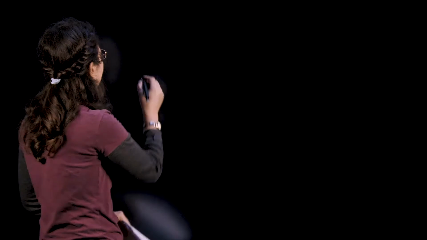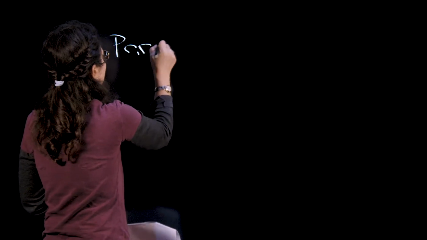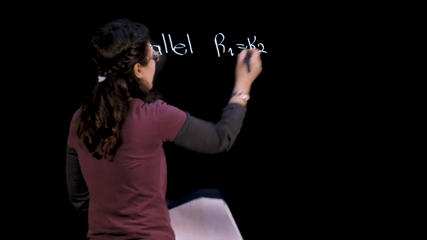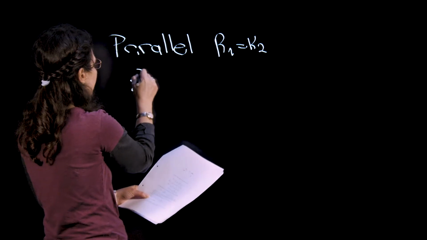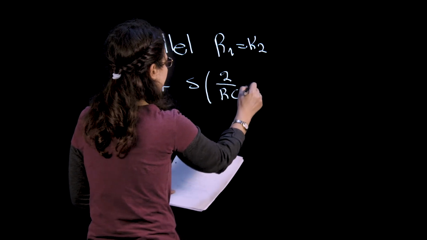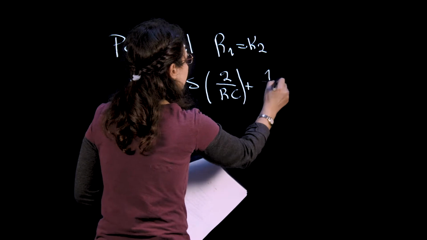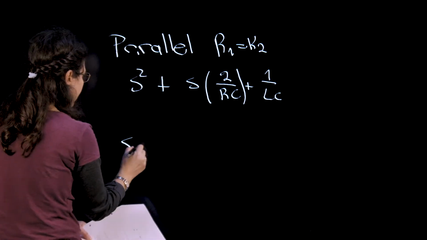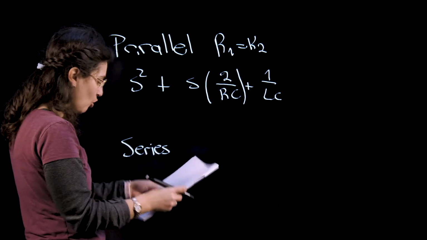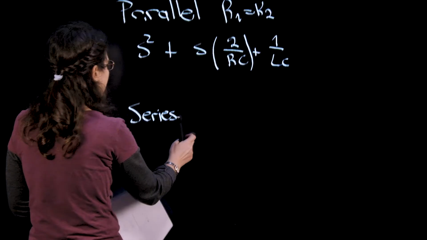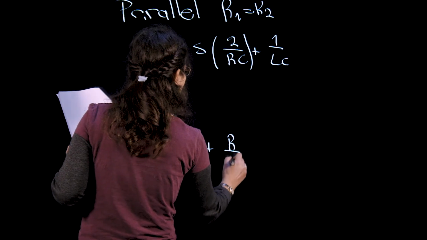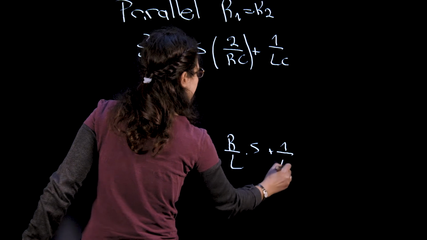So my characteristic equation is for the parallel circuit, I'm going to write parallel. When R1 equals R2, my characteristic equation looks like this: S squared plus S times 2 over RC plus 1 over LC. Whereas my series circuit, it doesn't matter where we measure the output. For all series circuits, my characteristic equation is the same for all of them, and it's S squared plus R over L times S plus 1 over LC.